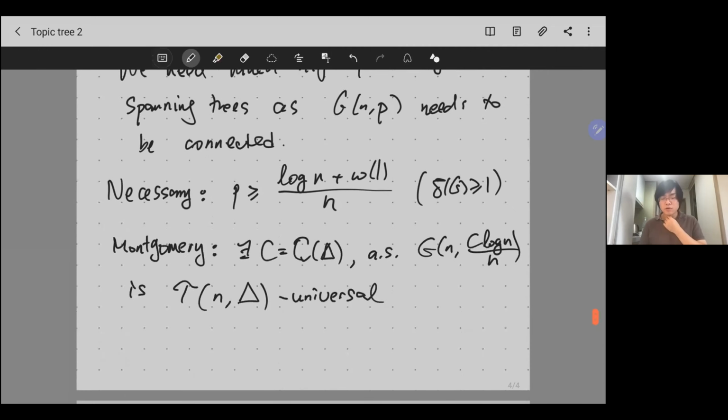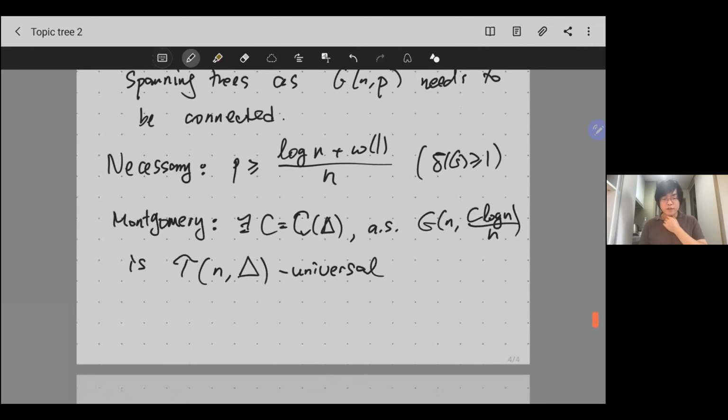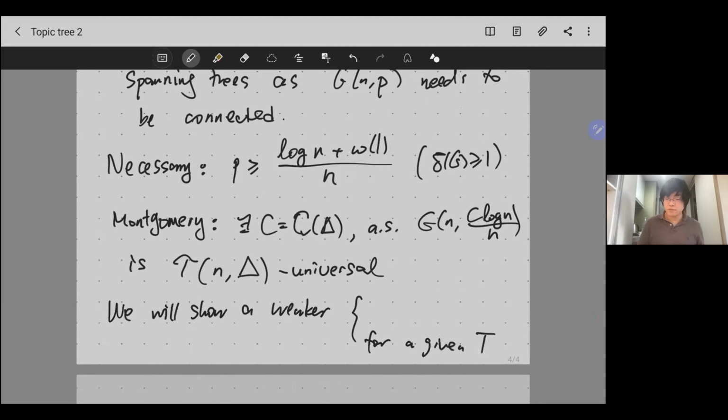This proof is quite involved and technical. It goes beyond this lecture series. So we will present a weaker bound, weaker in two senses. One is we don't show universality. We only show it for a given tree T. And another way we weaken it is we don't prove log n over n. We prove an optimal bound up to polylog factor. So it will show, for example, some polylog over n.